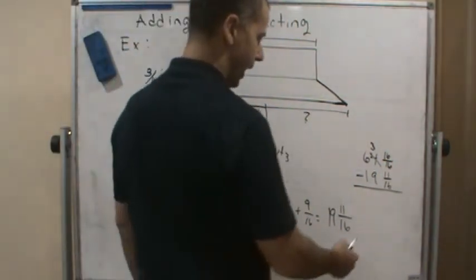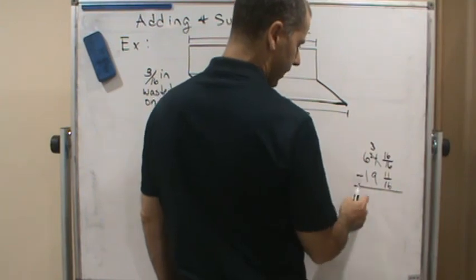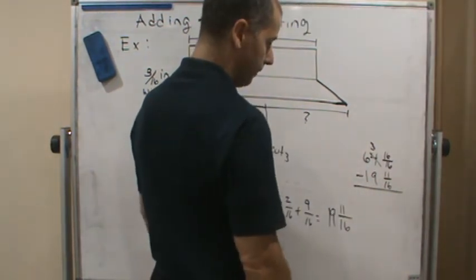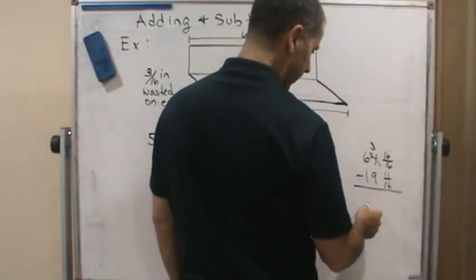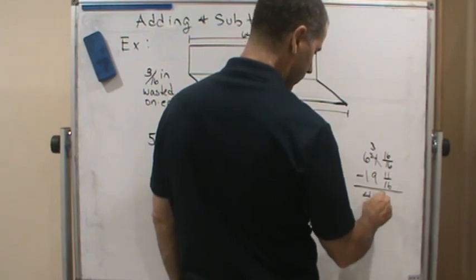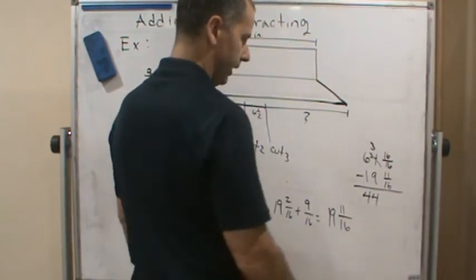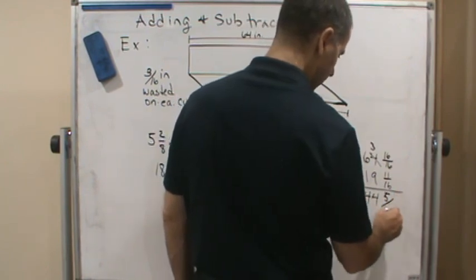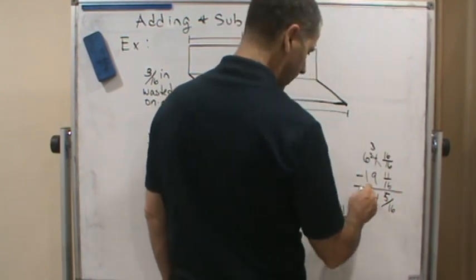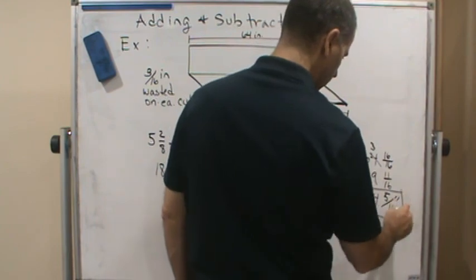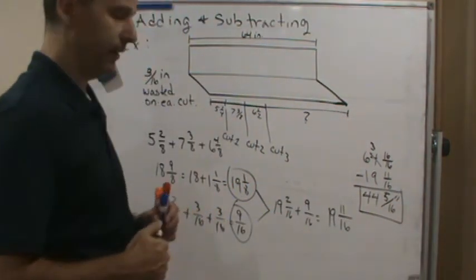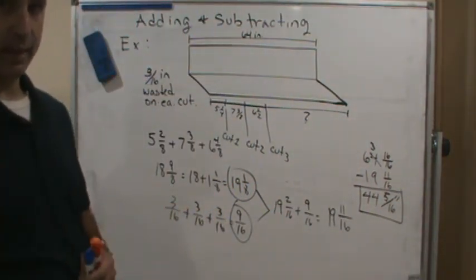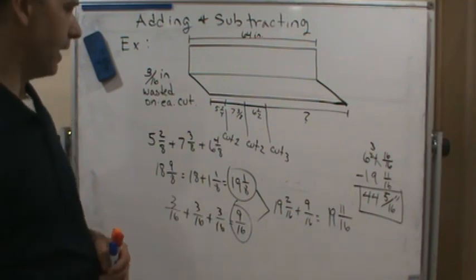Now I can subtract. So 63 minus 19 is what? 44. 16 minus 11 is 5, and I get 16ths. So I have 44 and 5/16 inches, and that's what's left over.